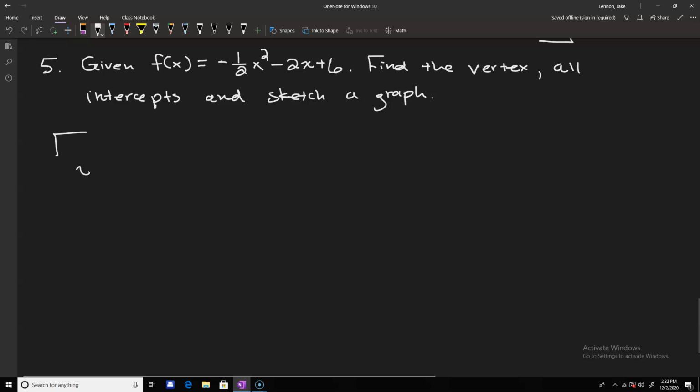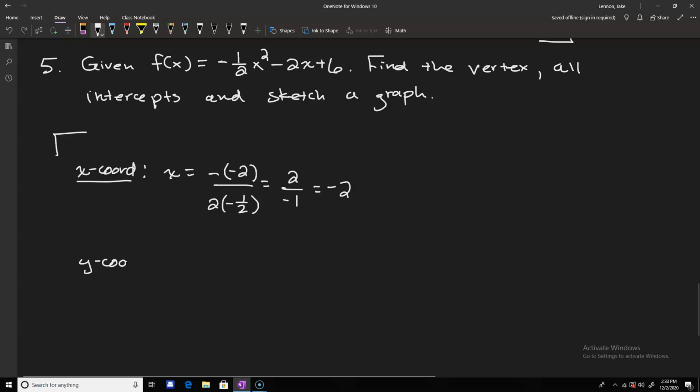So the first thing is to find the vertex. So the x coordinate there, we are using the vertex formula. So x should be negative b, which is the opposite of negative 2, divided by 2 times negative 1/2. So that is negative b over 2a, which is 2 over minus 1, which comes out to negative 2. So that's our x coordinate.